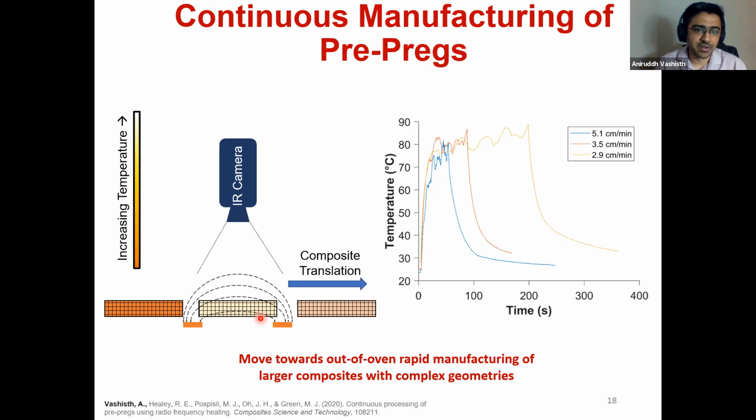And my plan moving forward, once I have an active group at University of Washington, is to investigate this a little bit further. Try to see what are the strategies that we can use to move towards out-of-oven rapid manufacturing. Basically, what are the differences in thermomechanical properties of composites that are cured using this innovative technique as compared to the traditional methods.